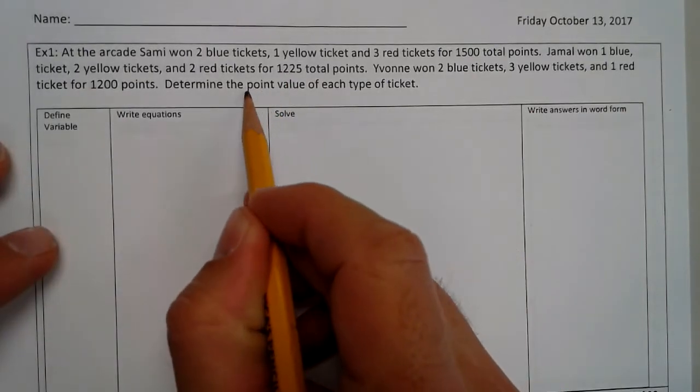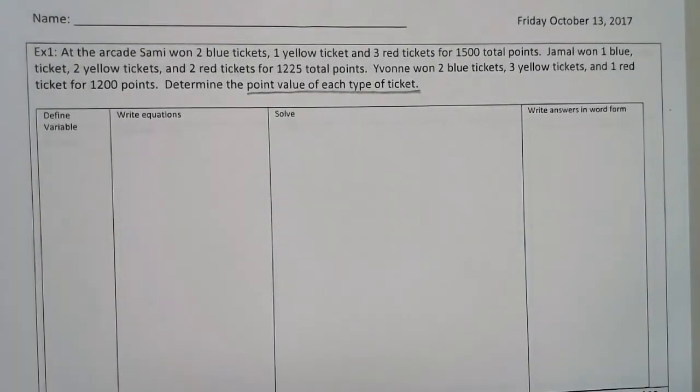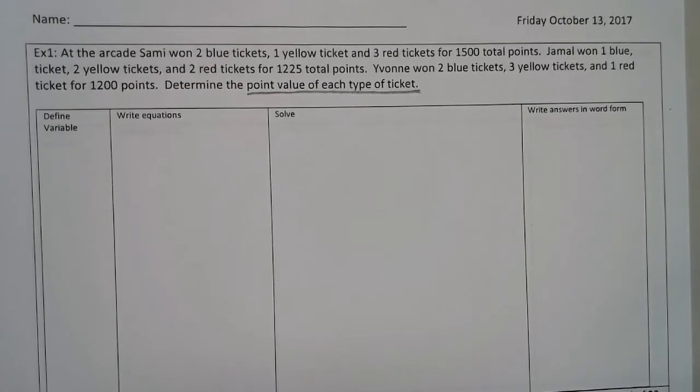And that right here helps us define the variable. Okay? So we know that our variable is the point value for each type of ticket. So let's write that down.